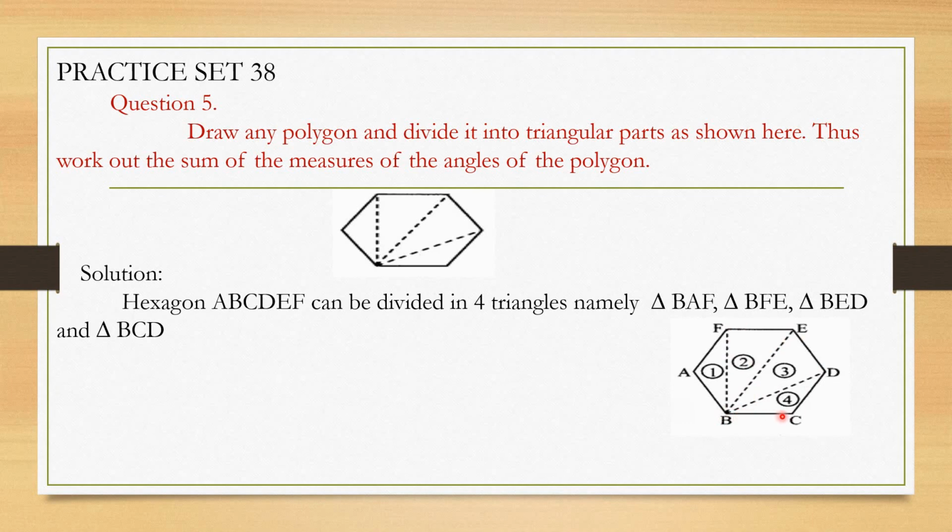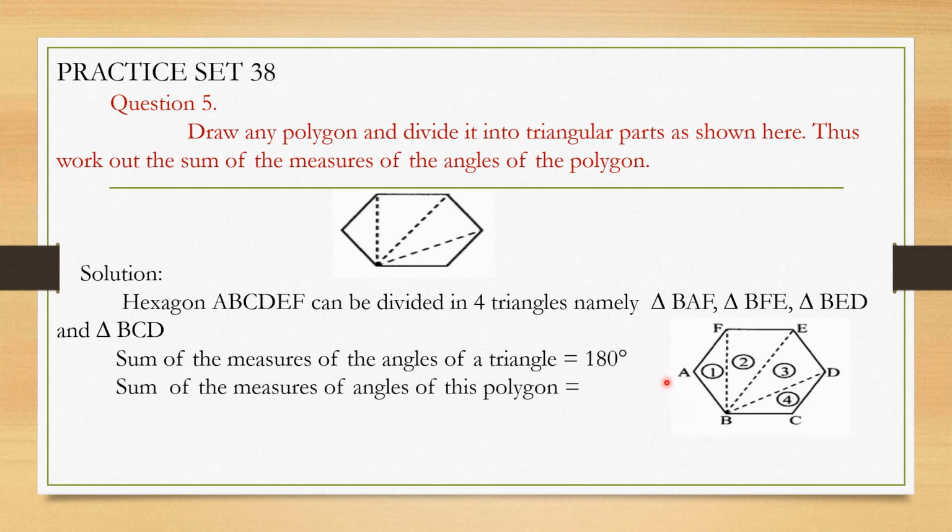You have already learned the sum of the measures of the angles of a triangle is 180 degrees. Therefore, the sum of the measures of the angles of this polygon is equal to 180 plus 180 plus 180 plus 180, that is equal to 720 degrees. Therefore, the total measurement is equal to 720 degrees.